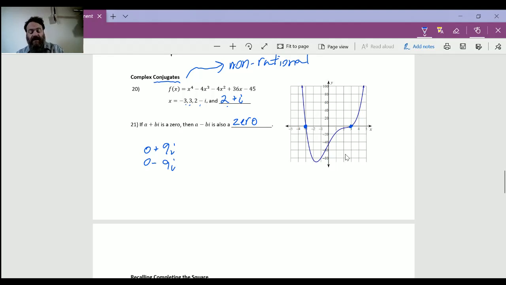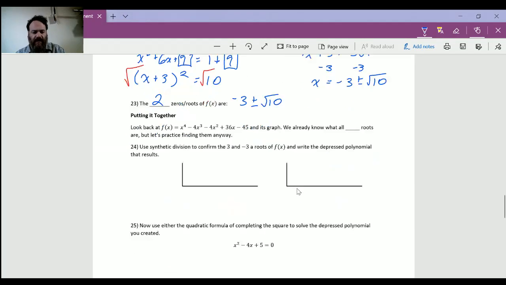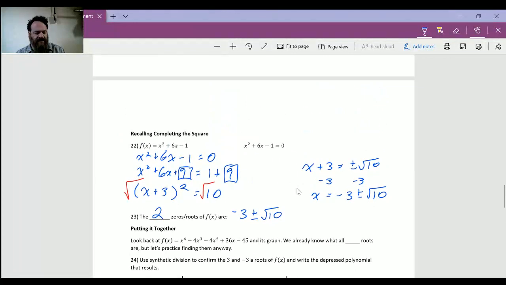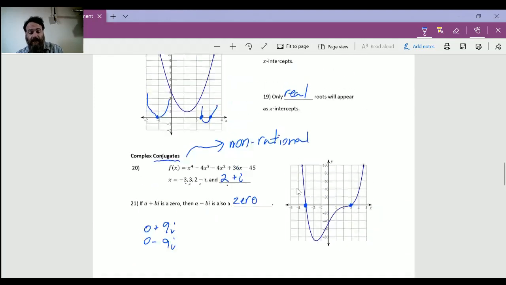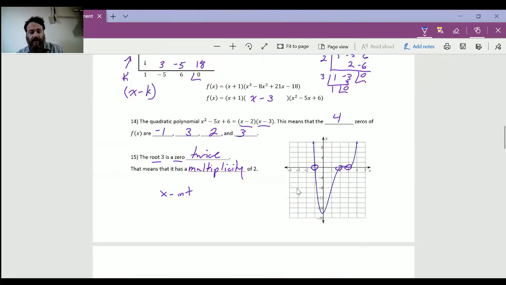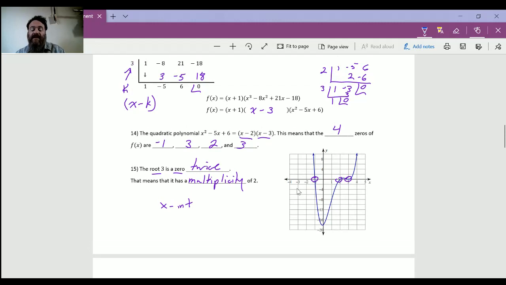As far as the homework, I remember there was one question that talked about crosses and touches, and that is totally my bad. That wasn't supposed to be there until the next unit. The short version is, if the multiplicity is an even number like the number 2, it's a touch.